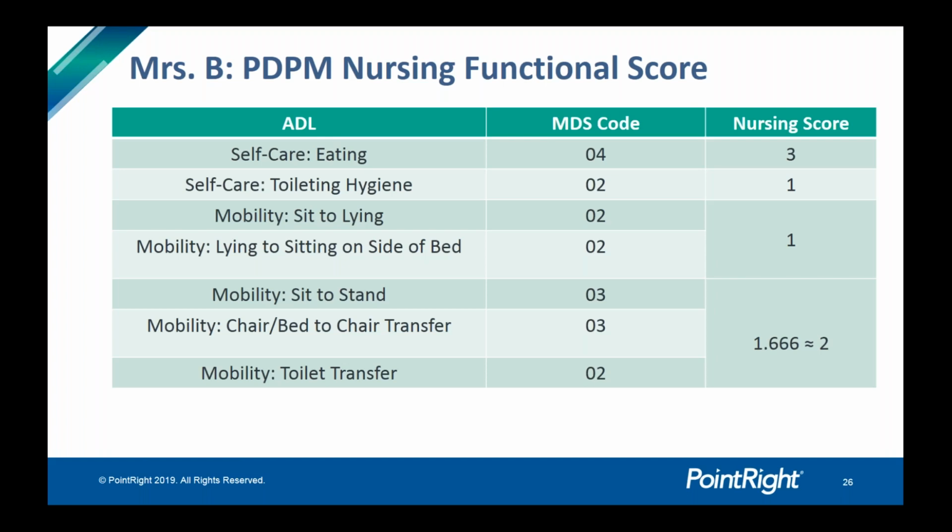So we're looking at a 3 for eating, toileting hygiene is a 1, sit to lying and lying to sitting on the side of the bed is a 1 as well. And then the average of mobility items is rounded up to a 2. So that gives her a total nursing functional score of 7.